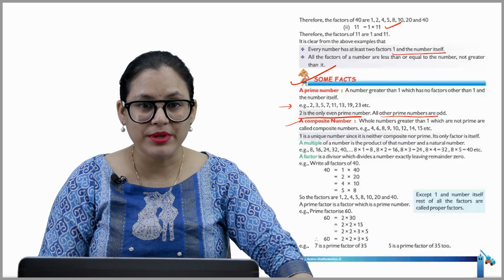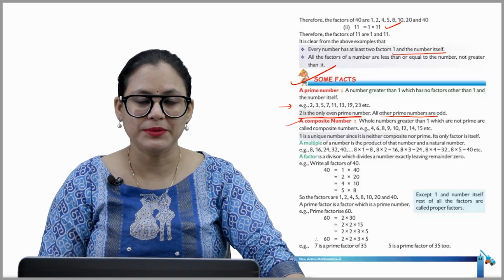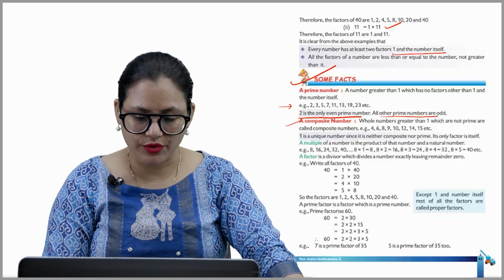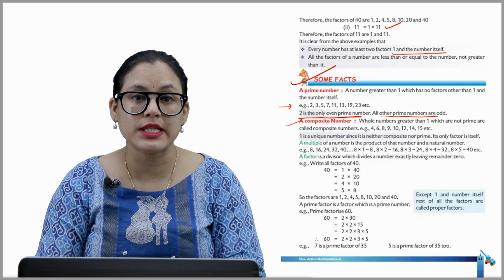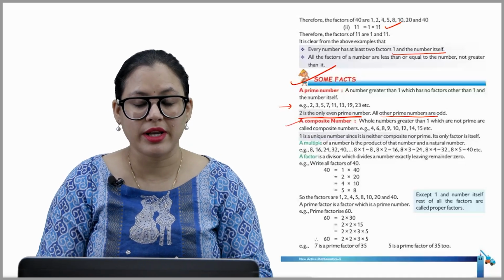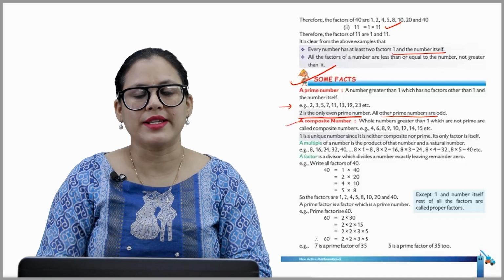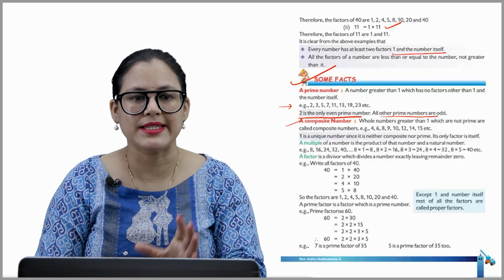A multiple of a number is the product of that number and a natural number. Example, 8, 16, 24, 32, 40 and so on. 8 into 1 is equals to 8, 8 into 2 is equals to 16, 8 into 3 is equals to 24, 8 into 4 is equals to 32 and 8 into 5 is equals to 40, etc. A factor is a divisor which divides a number exactly leaving remainder 0.